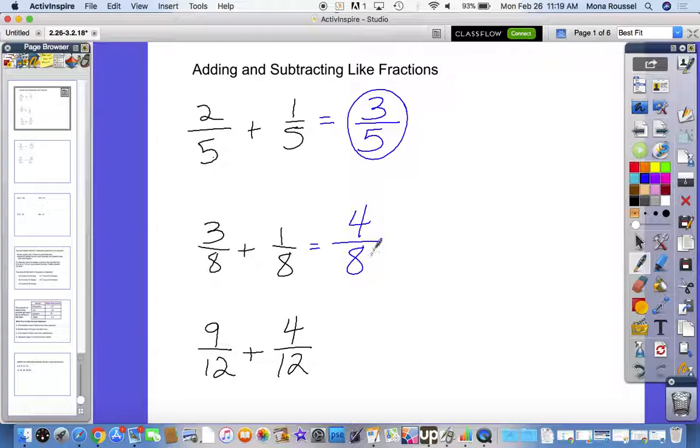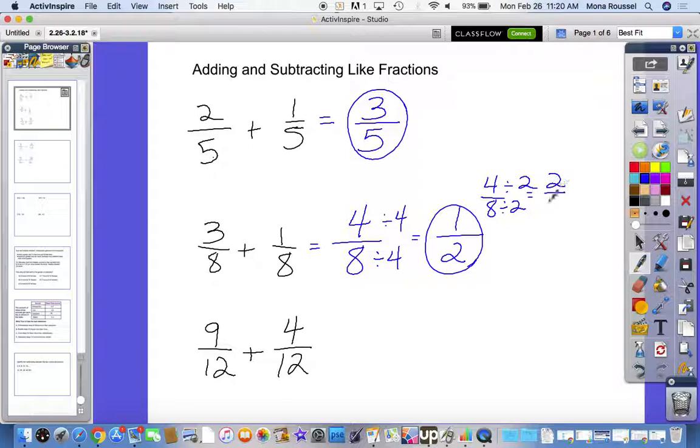But what we do have to do is see if there's anything that we can divide both 4 and 8 by. Since 4 and 8 can both be divided by 4, we will simplify this answer to 1/2. Now, if you thought that both 4 and 8 could be divided by 2, you were correct. It would simplify to 2/4, but then remember, you would have to simplify again. You have to keep dividing until there's nothing that can go evenly into the numerator and denominator.